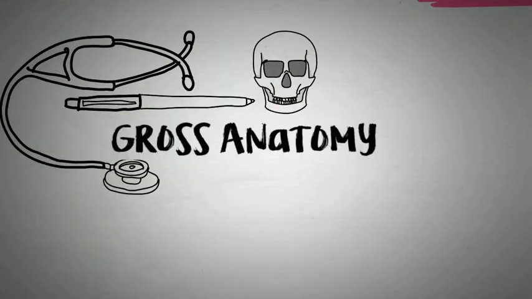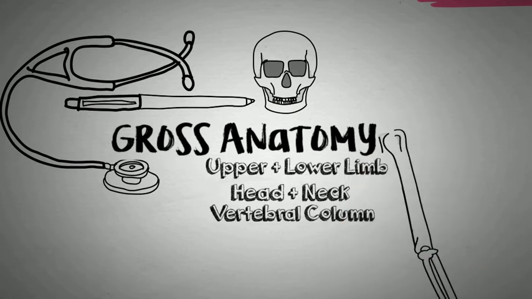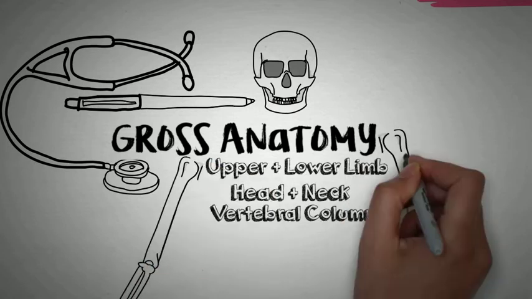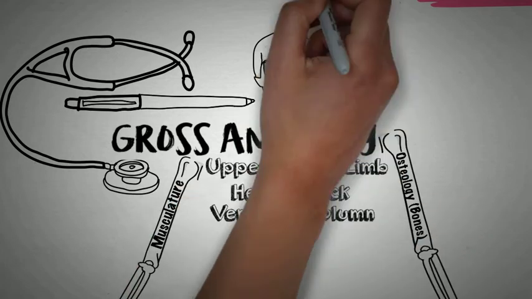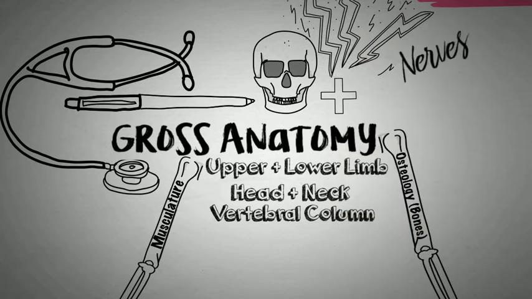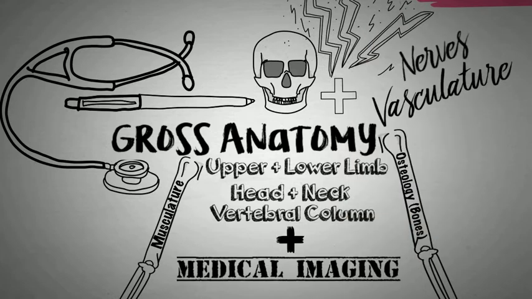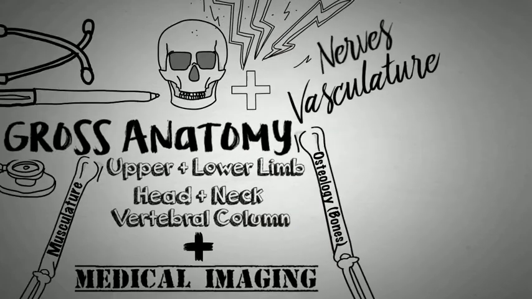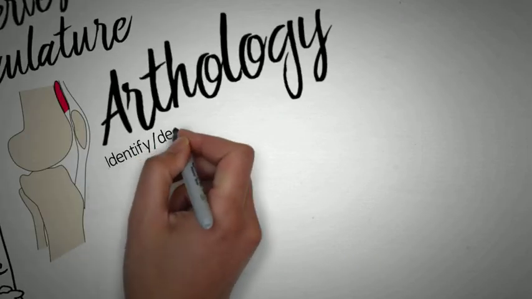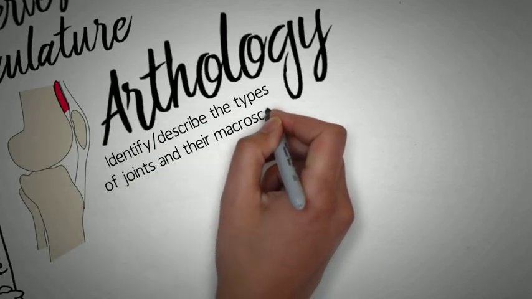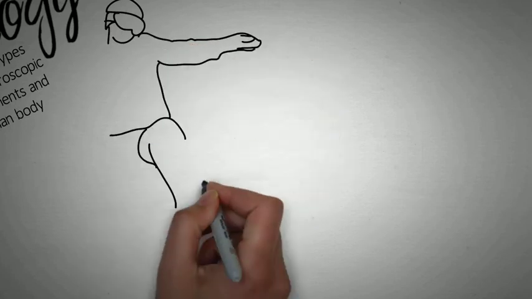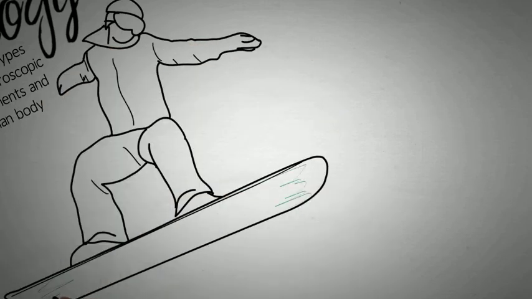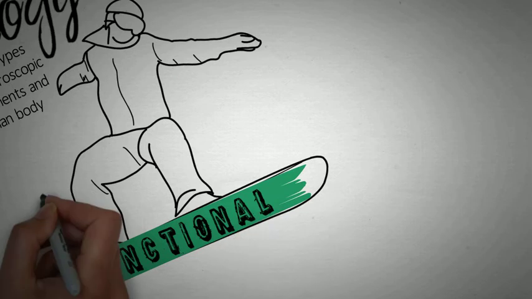Firstly, students should be able to describe the detailed gross anatomy of the upper and lower extremities, vertebral column, and head and neck, including advanced osteology and musculature, as well as nerve innervation and vasculature to each anatomical region. You will also be exposed to radiological interpretation of normal anatomy. You should be able to differentiate between the types of joints and their macroscopic anatomy, select ligaments and bursa of the human body.